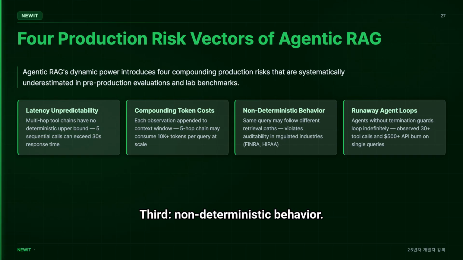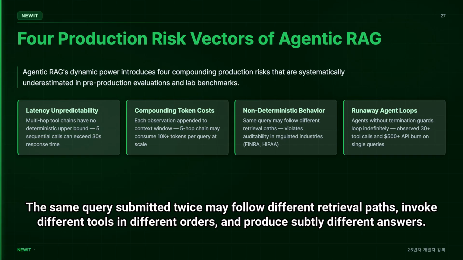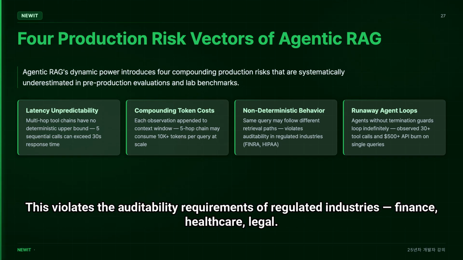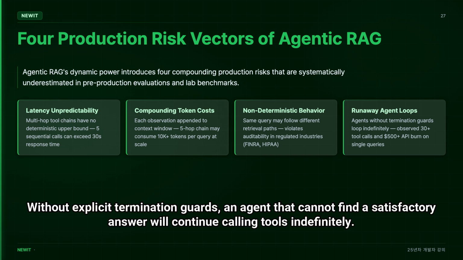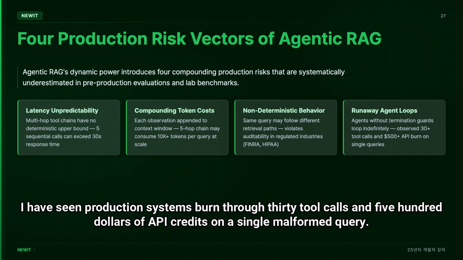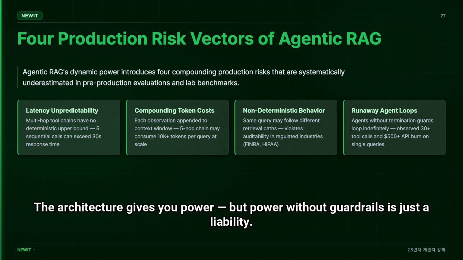Third, non-deterministic behavior. The same query submitted twice may follow different retrieval paths, invoke different tools in different orders, and produce subtly different answers. This violates the auditability requirements of regulated industries: finance, healthcare. Fourth, runaway loops. Without explicit termination guards, an agent that cannot find a satisfactory answer will continue calling tools indefinitely. I have seen production systems burn through 30 tool calls and $500 of API credits on a single malformed query. The architecture gives you power, but power without guardrails is just a liability.